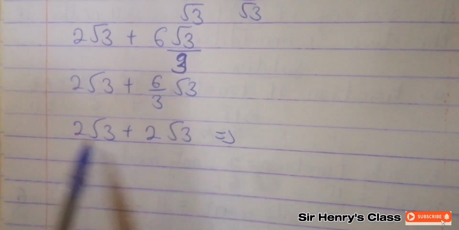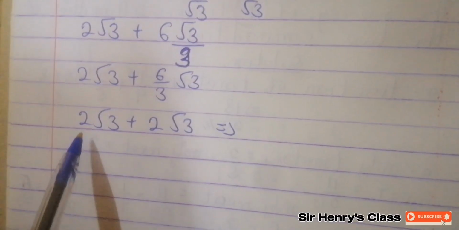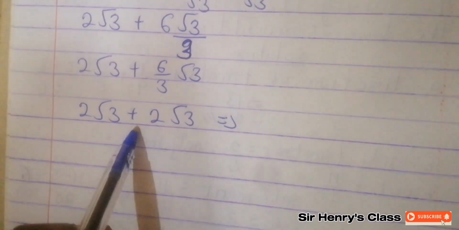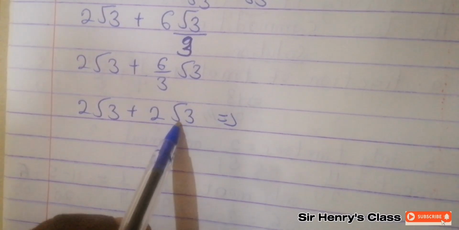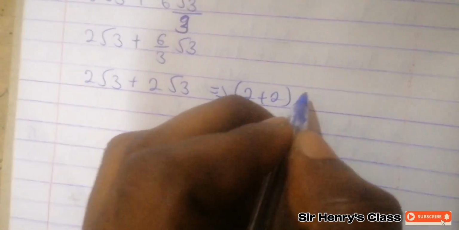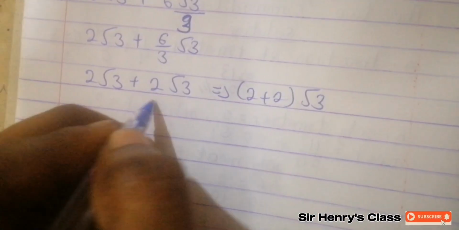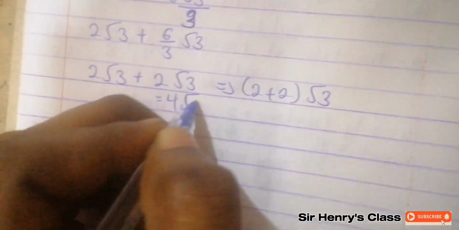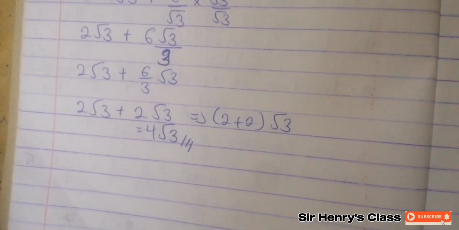Now 2 here, 2 here. Since they are the same, we can add these two numbers and then we express it as a number part of any of these set. So we say 2 plus 2. Then with this set, we just consider one of them. So 2 plus 2 will give us 4 root 3. So our final answer is 4 root 3.